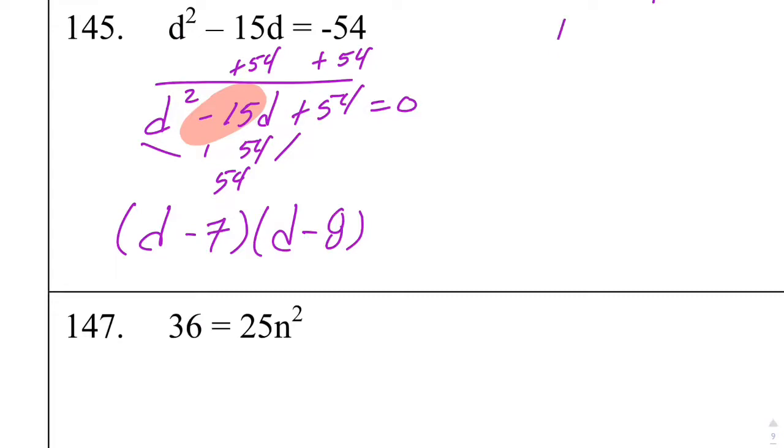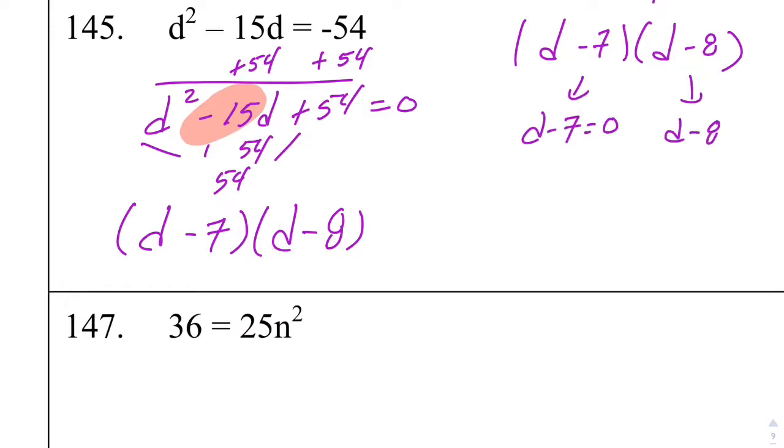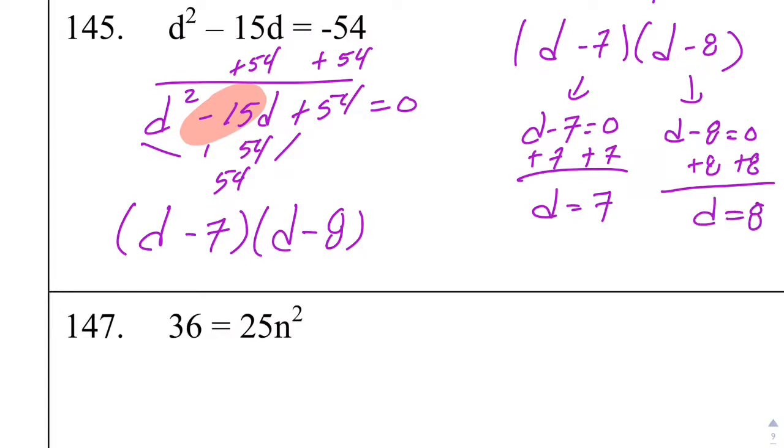And then we need to take this over here and solve it. So now either d minus 7 equals 0 or d minus 8 equals 0, which means our solutions are 7 and 8.